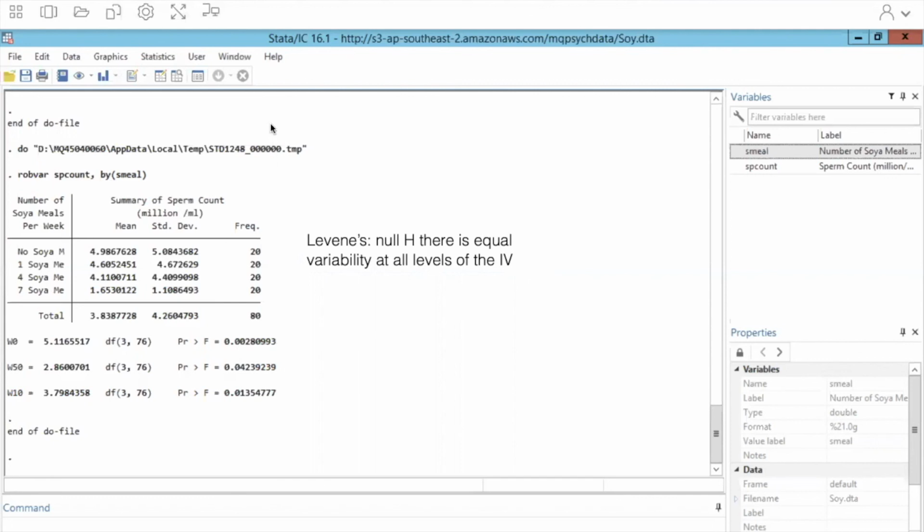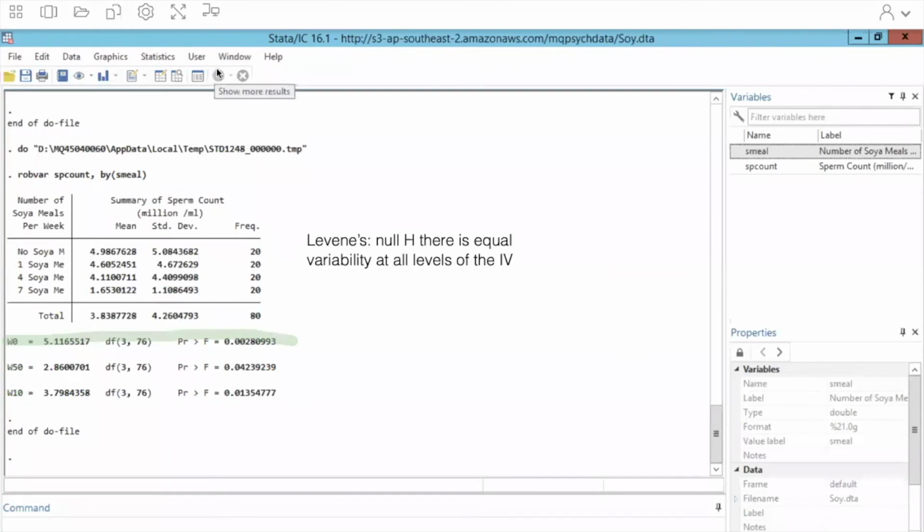Now we have a couple different p-values in this output. Really all you need to know is that you should interpret this top line here. This is testing variability around the mean, or standard deviation. The other lines you'll never have to interpret, but just for your own reference, W50 is testing variability around the median value, and W10 essentially removes data at the tails, 5% of the data at each tail, and assesses Levene's test from there. But you only need to interpret this top line.